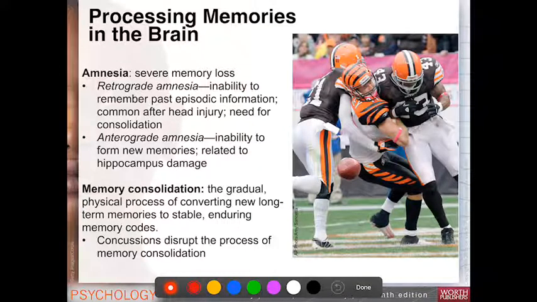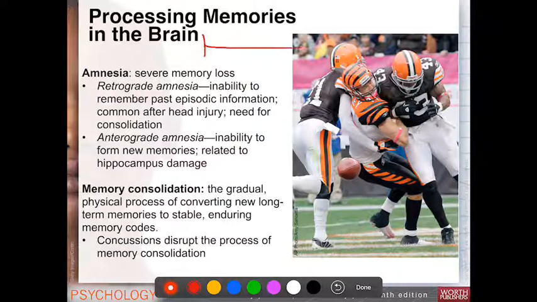And then when we look at what can happen in terms of memory loss, if you have a particular kind of brain damage, whether it's a concussion, trauma, a car accident, whether you hit your head, or whether it's medication, whatever it may be, we can actually see cases of amnesia, which is severe memory loss. Now, there are two major kinds of amnesia. We call them retrograde amnesia and anterograde amnesia.